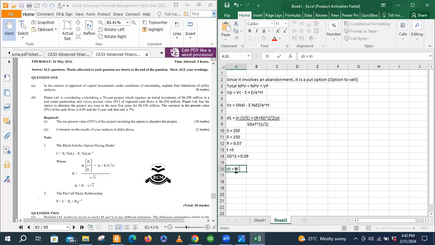So I need the ln. Spot price is 250 divided by exercise price of 150, plus the risk-free rate 0.07, plus standard deviation squared, 0.09, divided by 2, and this one I multiply by 5.